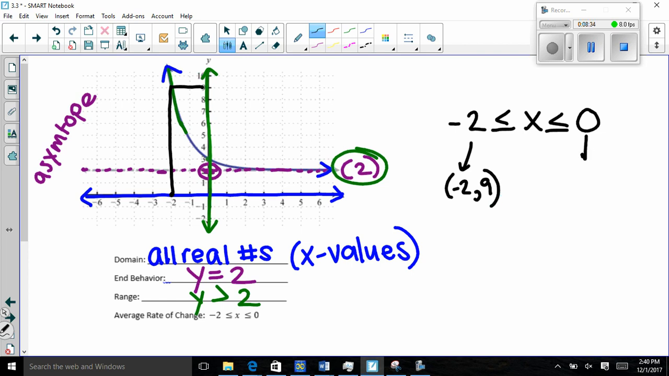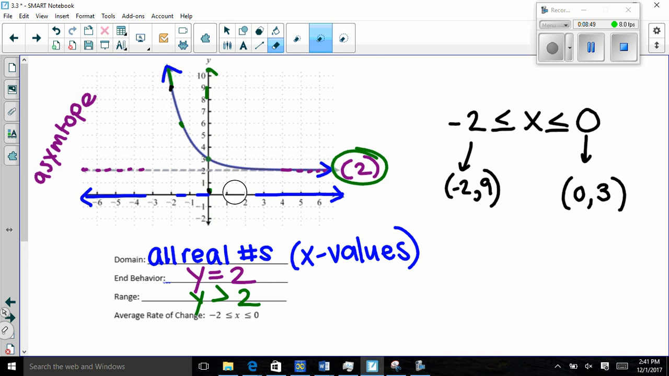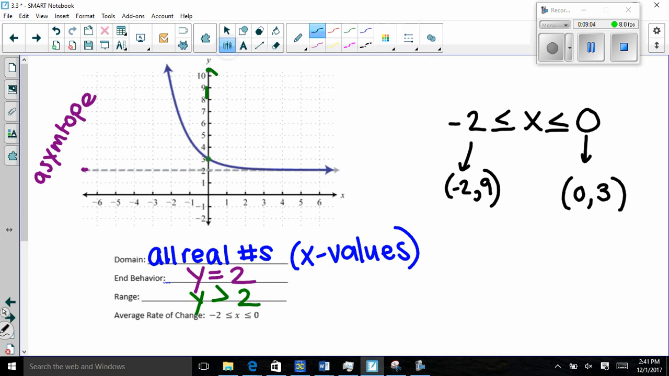When my x is 0, let's figure out what my y is. If I go right up here, your y is 3. And then you're just finding the slope. You can always do the rise over run. But right away, you can see this equation right here is decreasing because it's going from here to there, right? It's decreasing. And so because it's decreasing, my slope should be negative. Let's just make sure we do.